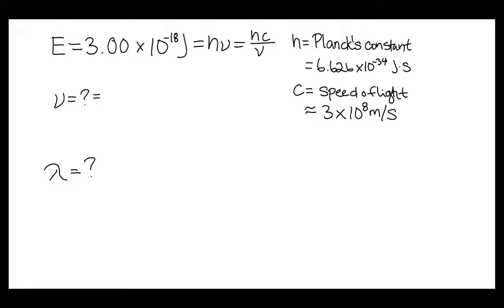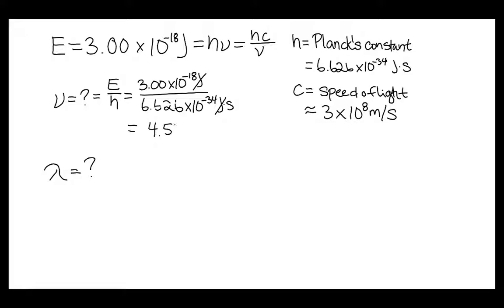So if we rearrange the equations, in the case of the frequency, we have nu is equal to E over h. And so if we plug in our values, what we'll have is 3.00 times 10 to the negative 18 joules over 6.626 times 10 to the negative 34 joule seconds. The joules cancel out within our equation, and so our final answer is that the frequency of light will be 4.53 times 10 to the 15 1 over seconds, or hertz.